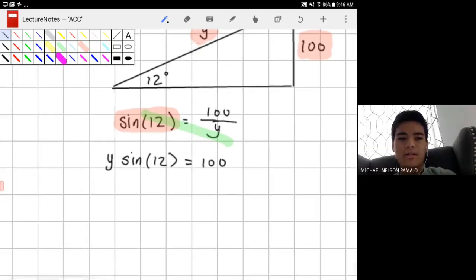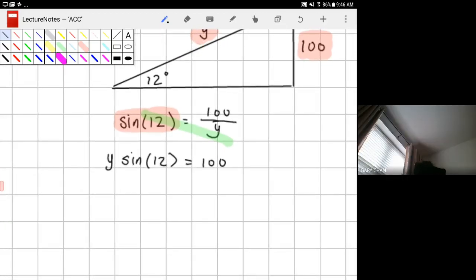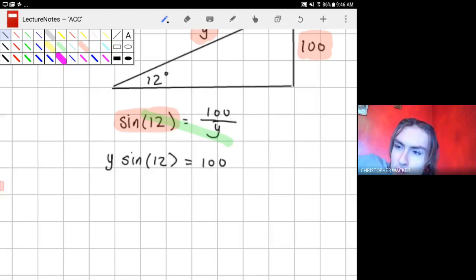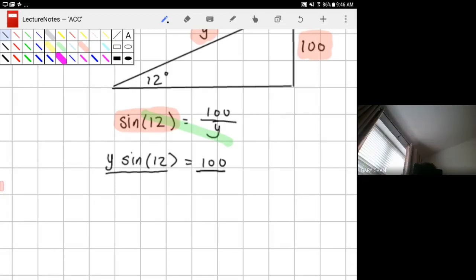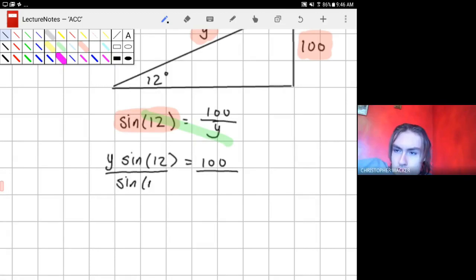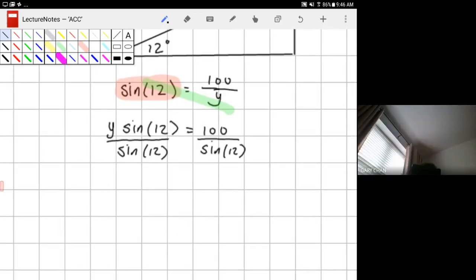Will it give us the same answer? It will give you exactly the same answer. It will be less button pressing on the calculator by doing it this way. Chris, can you tell us what we do next to isolate y? Divide both sides by sine 12. That's it. We're going to divide both sides by sine 12. So we'll end up with y is equal to 100 over sine of 12.